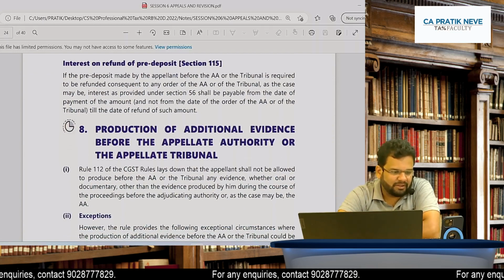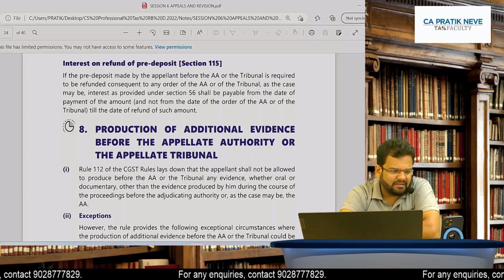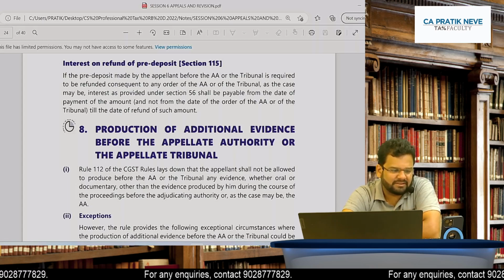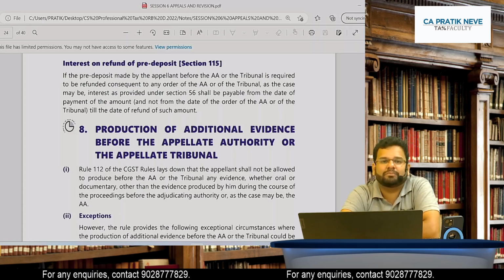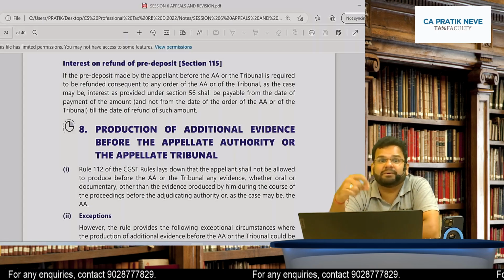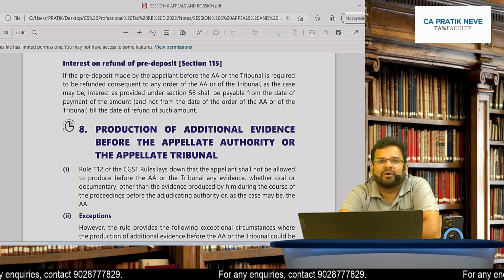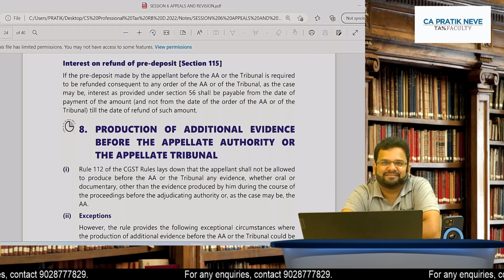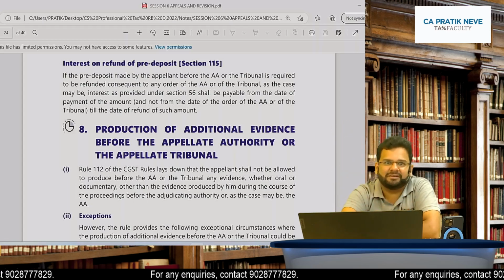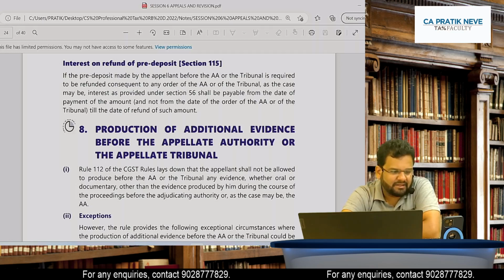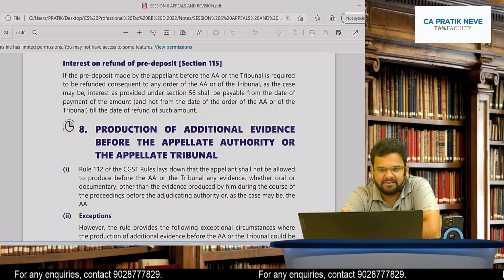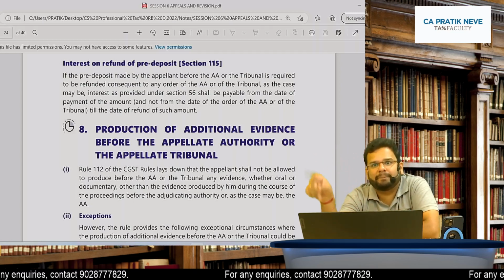One doubt is coming up, let's read that. In case the order does not come in favor of the assessee, will the deposit amount be used to pay the demand? 110% yes. There is no second opinion. Rather, pre-deposit is made for that purpose only. So now the assessee will pay only the balance. And in case any excess is there, will the government pay interest on the excess? Yes. Interest on refund of pre-deposit. That's the point.